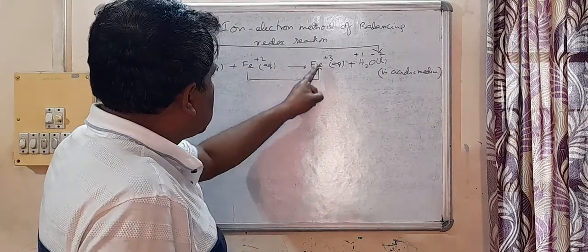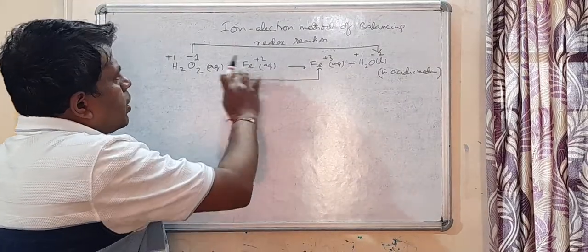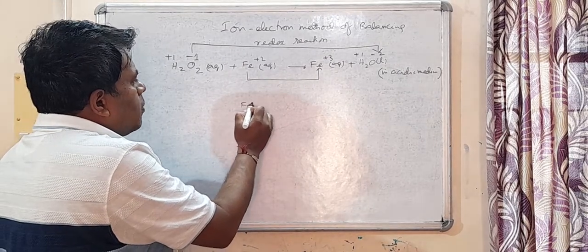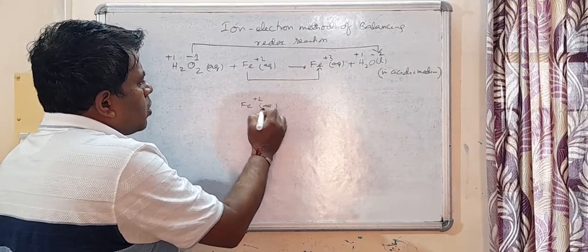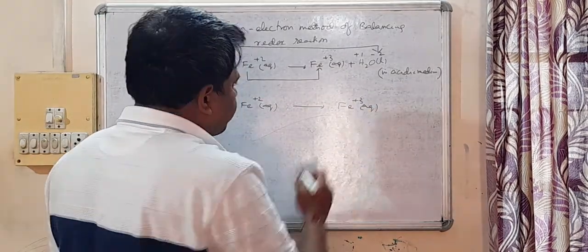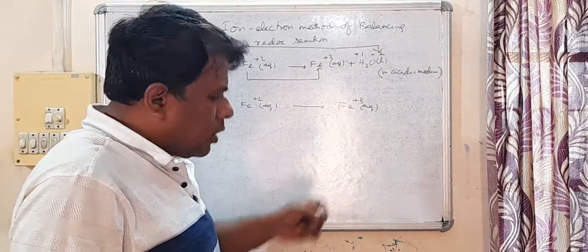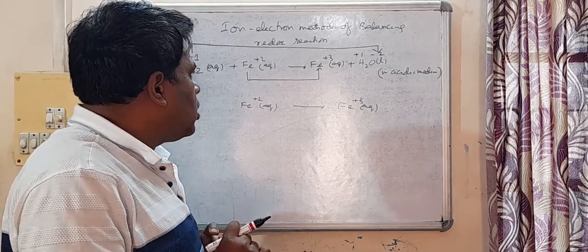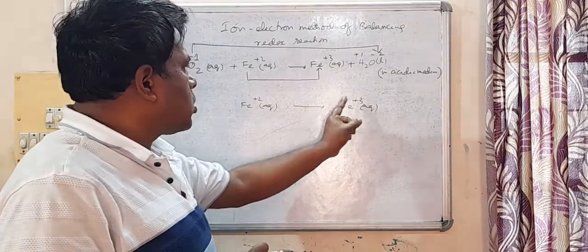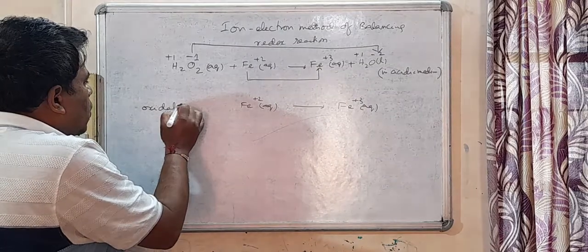Iron has increased. So let me write down this part. We have to write down this part separately in the ion electron method. Fe²⁺(aq) → Fe³⁺(aq). Here oxidation number has increased, and increase of oxidation number is called oxidation. Increase in oxidation number is oxidation. So this is called the oxidation half.